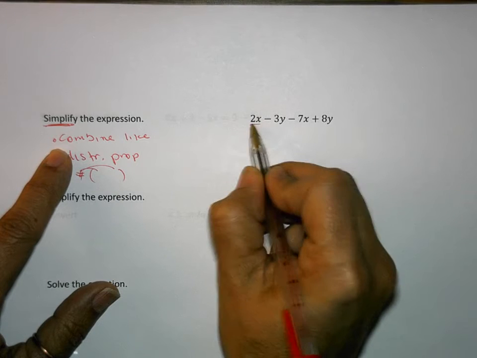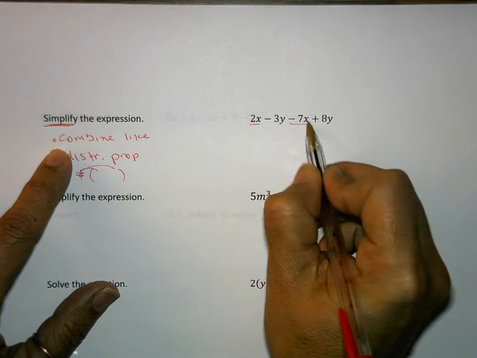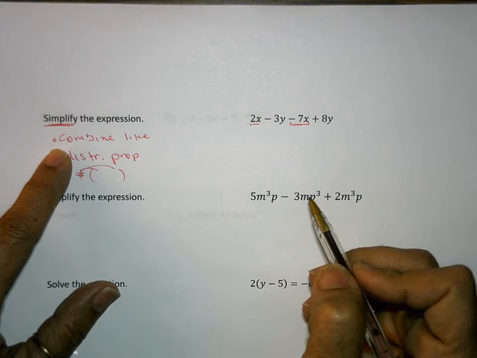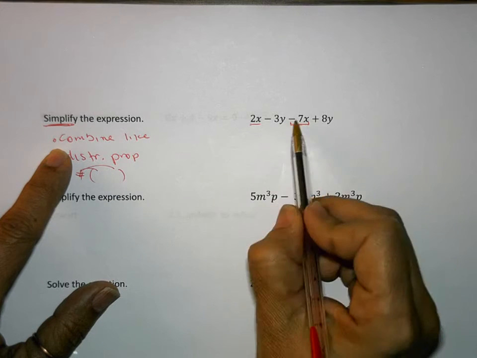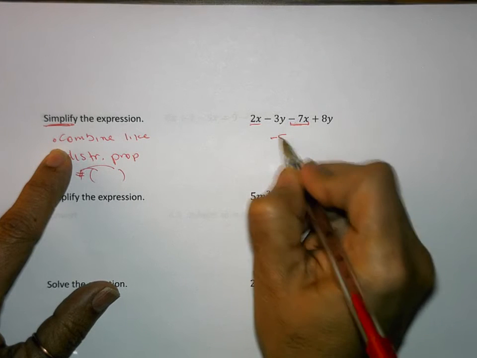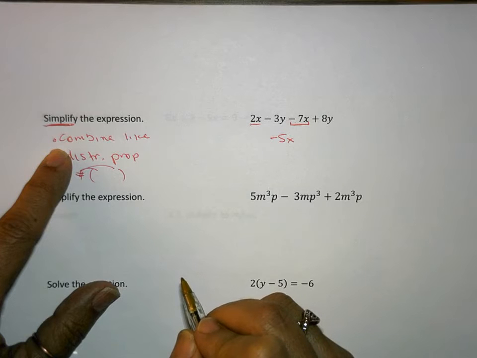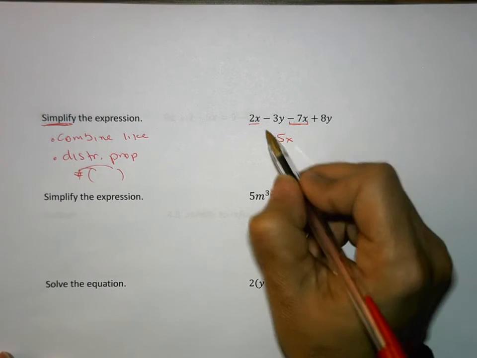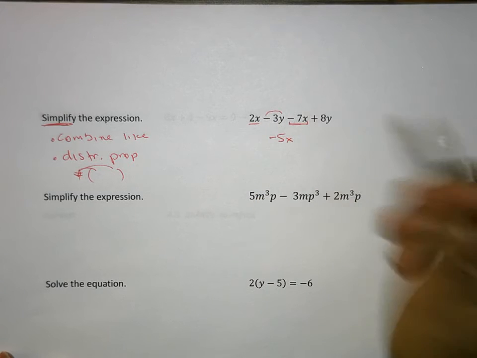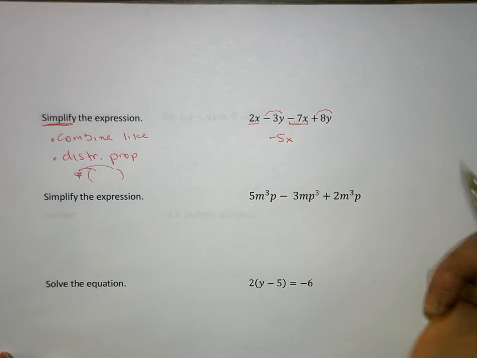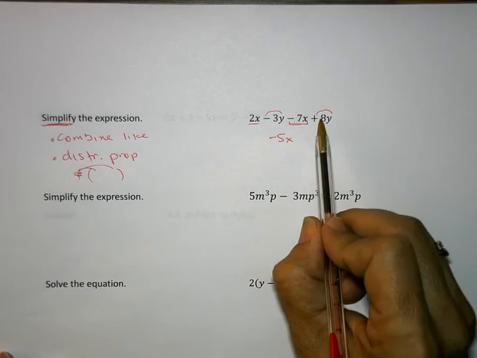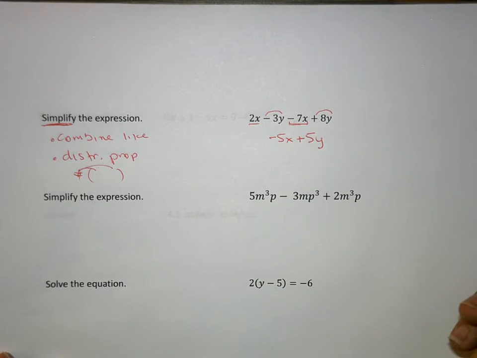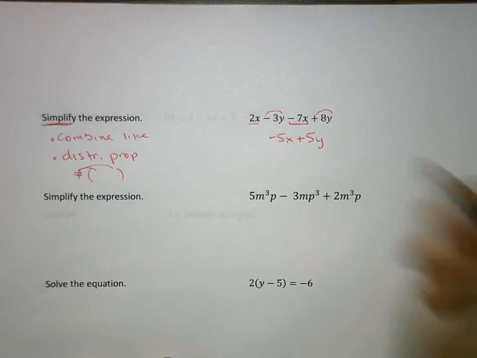I see a 2x and I see a negative 7x. So they both have an x in common. They are alike terms. And 2 minus 7 is a negative 5x. So I took care of the x's. Now let's take care of the y values. We have negative 3y and we have positive 8y. So negative 3 plus 8 is a positive 5y. So that is how you combine terms like that.